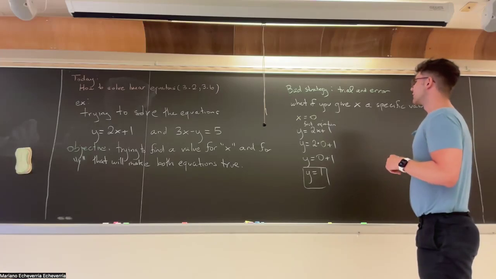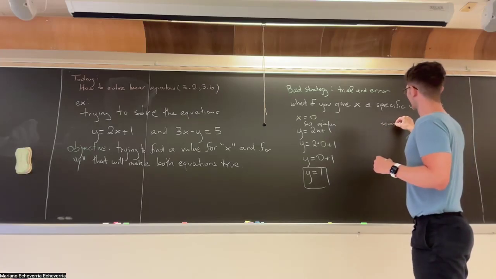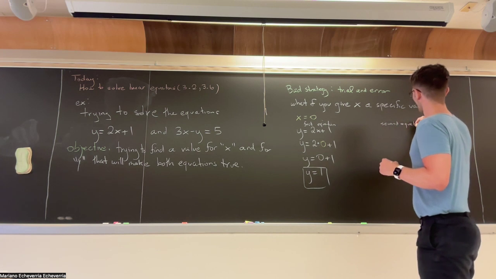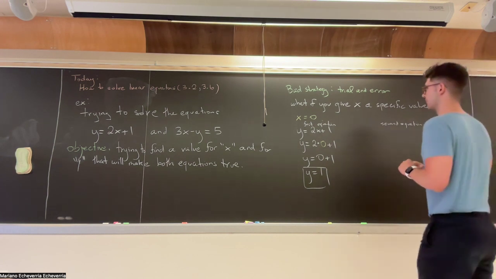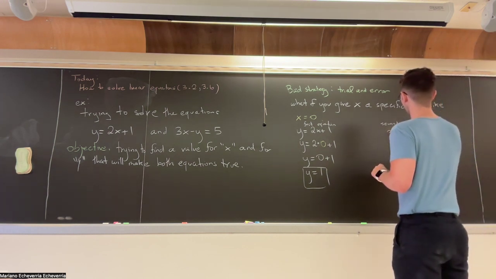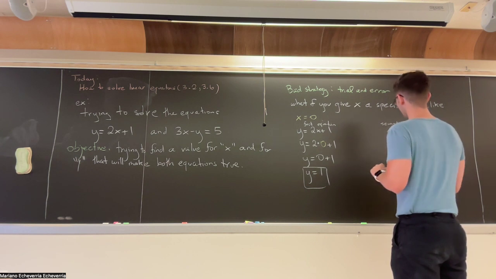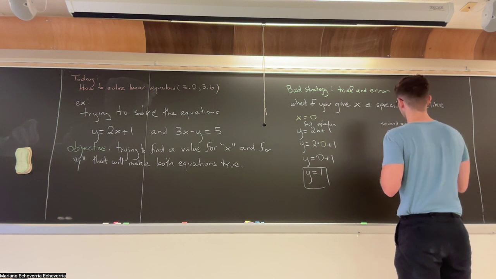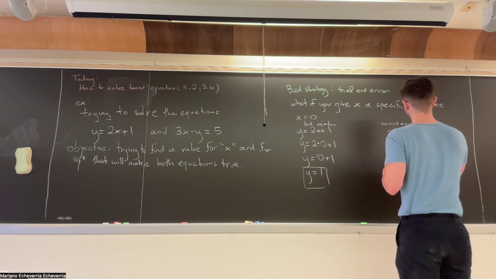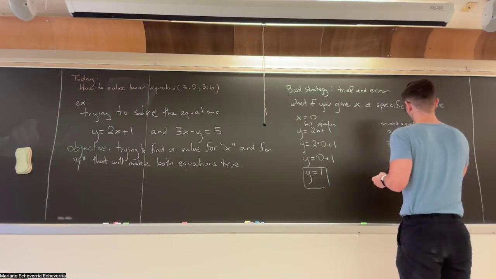But if you go to the second equation, which was 3x minus y equals 5, right? Now, if you say that x had to be 0, you would get 3 times 0 minus y equals 5. So 3 times 0 is 0, so you get negative y equals 5, and y equals negative 5.